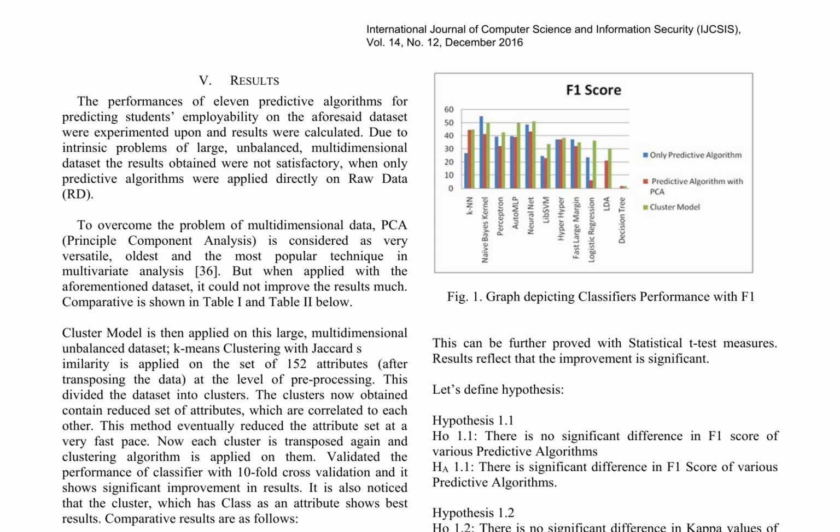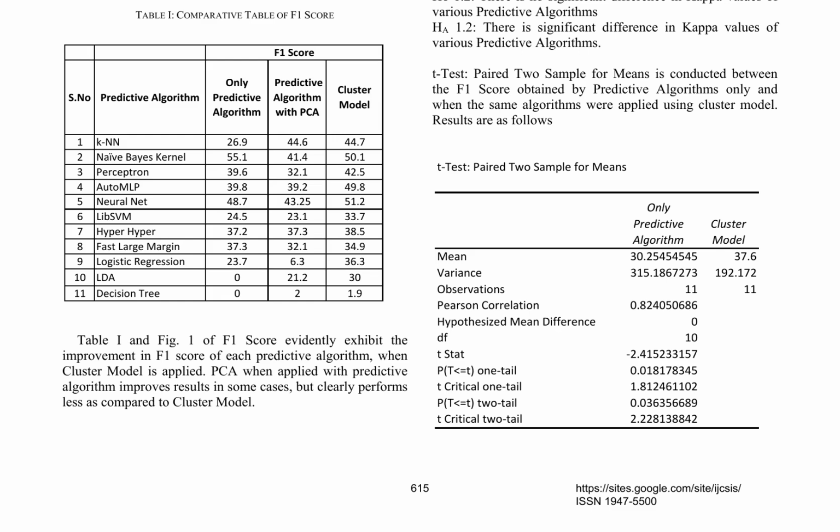This approach significantly improved the results, as evidenced by substantial enhancements in F1 score and kappa values compared to the direct application of predictive algorithms. Statistical t-tests were conducted to validate these improvements, and the results indicate a significant difference in F1 score and kappa values between the two approaches, confirming the superiority of the cluster model.